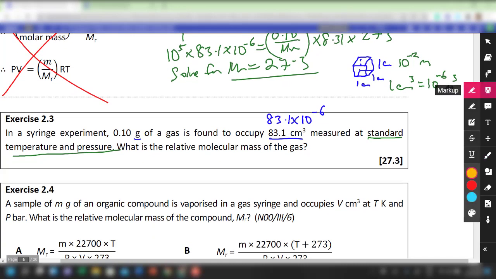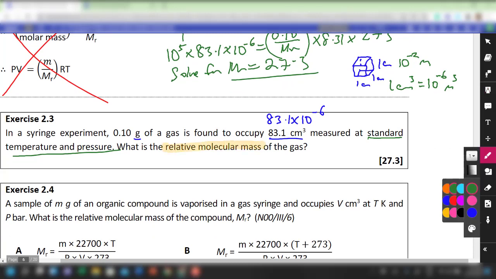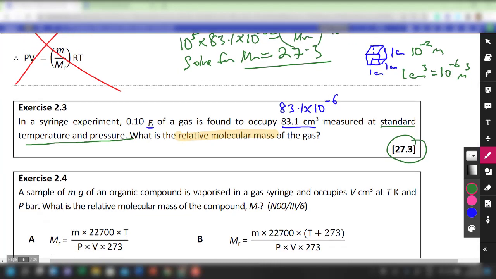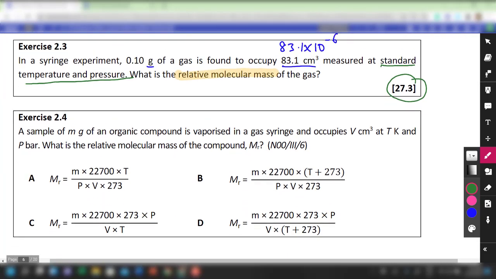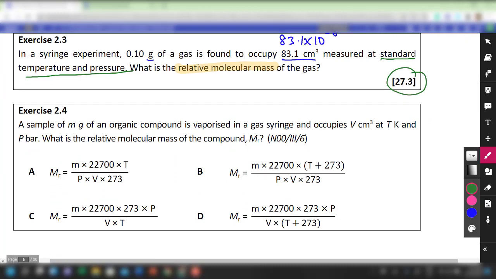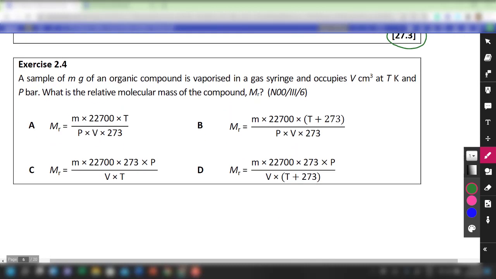Some questions ask you to calculate the relative molecular mass, so this is the answer without units. Some questions ask you what is the molar mass of the gas. If they ask you for molar mass, then your value will have a unit, in this case 27.3 grams per mole. So do take note of what the question asks you to do. I think that will make a lot more sense.